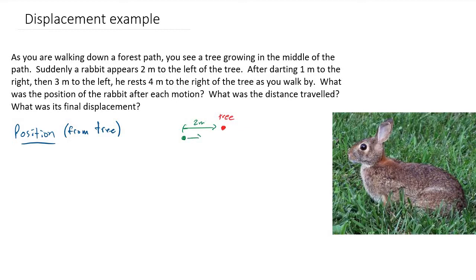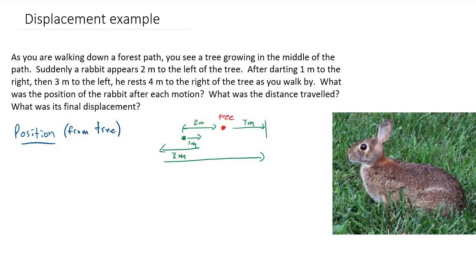Then he darts 1 meter to the right. Then he darts 3 meters to the left. And he rests 4 meters to the right of the tree. So he's going way over here. And this ends up being 4 meters to the right of the tree. So a quick sketch is really all you need. But now we can mark his position at every point.